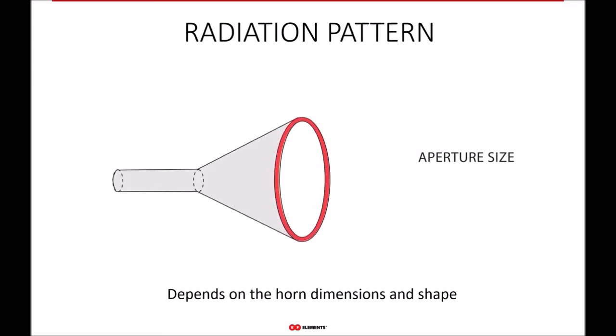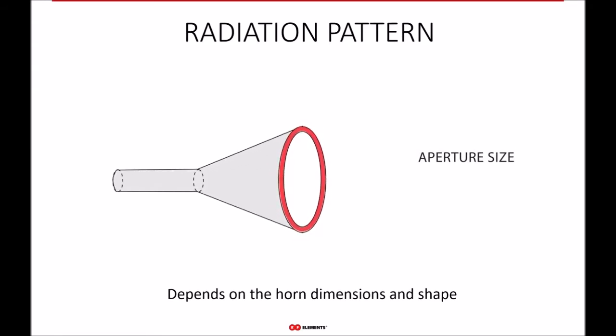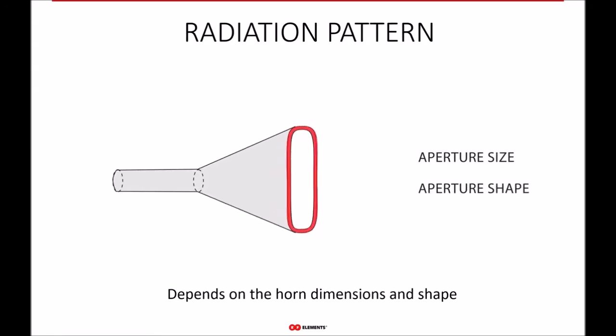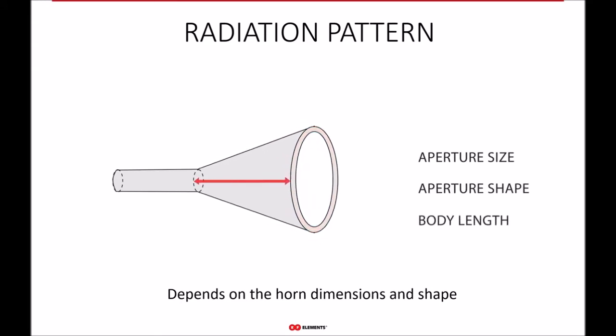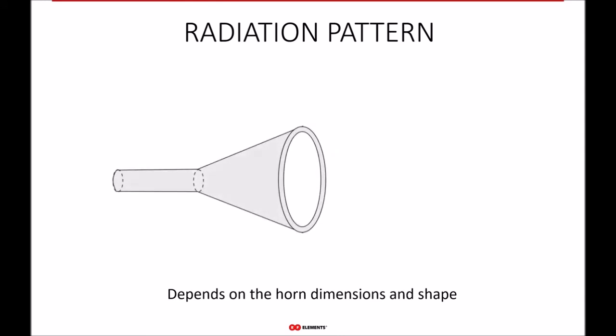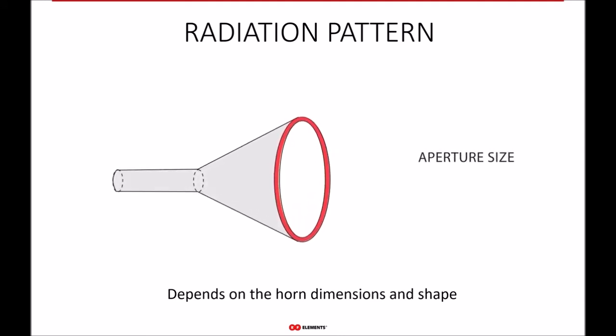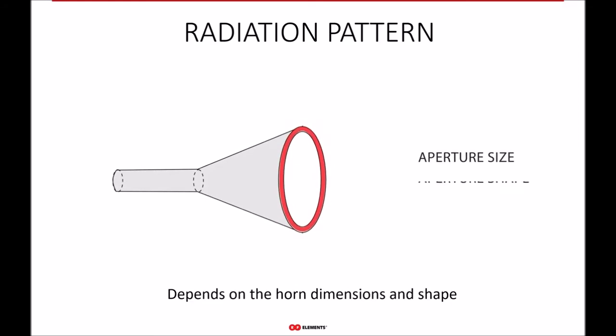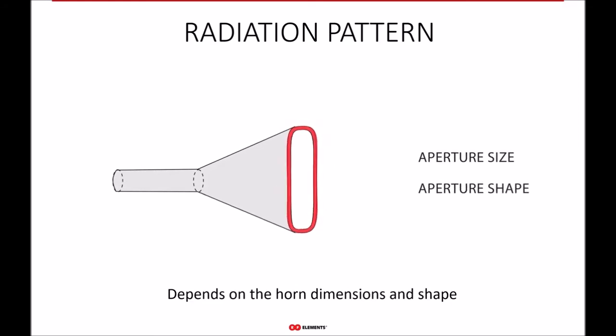Two main parameters determine the gain of a horn: the length of its body and the size and shape of the aperture. So if the aperture of the horn is symmetrical, meaning it is a circle when you look from the front, the radiation pattern of the horn will be symmetrical as well. So again, looking from the front, it will be circular.